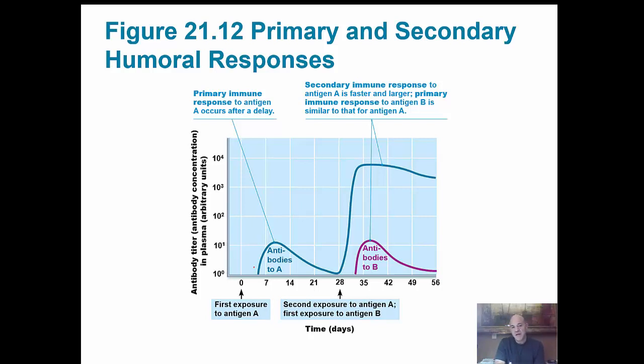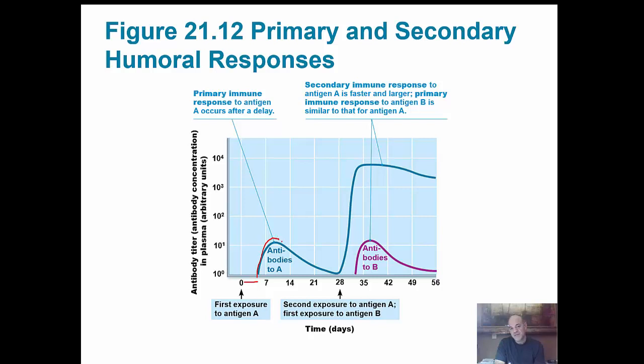Here we have some antibody A, and you have a first exposure at time 0. You can see the lag time here of 3 to 6 days before you start to see this build up of antibodies.